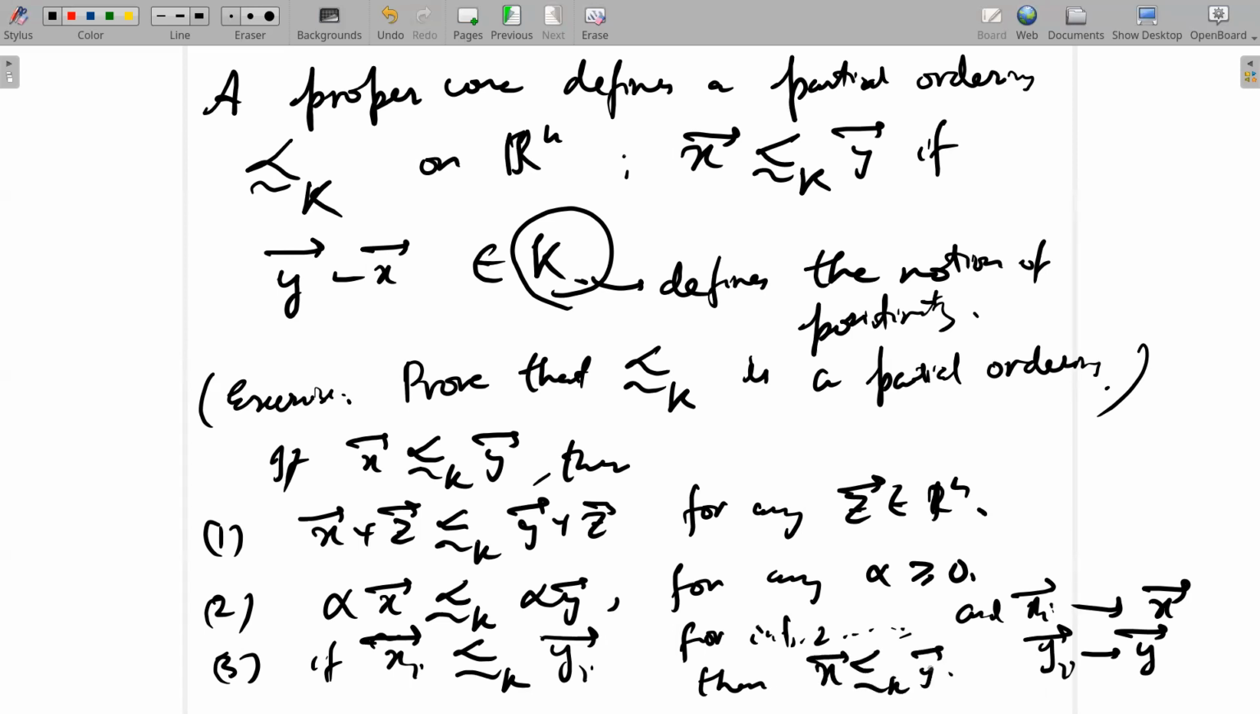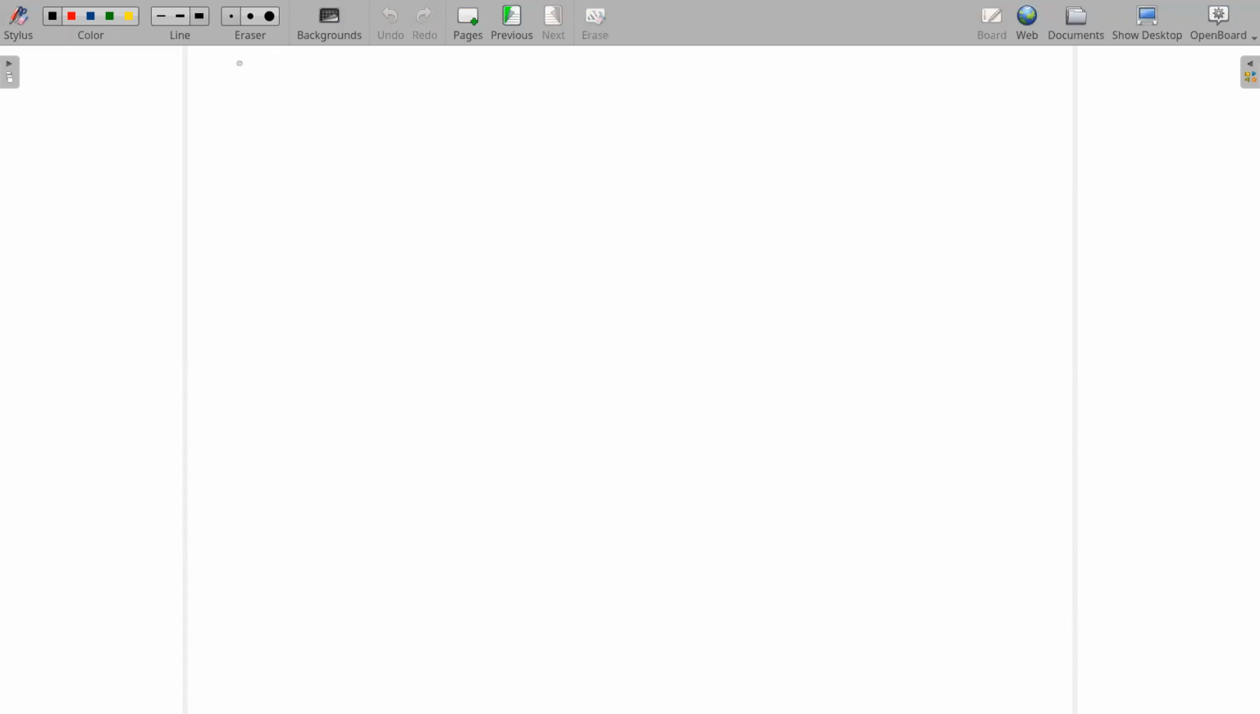x is also less than or equal to y. There I need that K is closed, because the difference yi minus xi, each of them is a vector in K. So now I have a sequence of vectors in K, and the limit is y minus x. And since K is closed, y minus x also belongs to K, so y is bigger than or equal to x. So all the intuitive properties that you want from your partial ordering of vectors are available if you use this sort of cone.